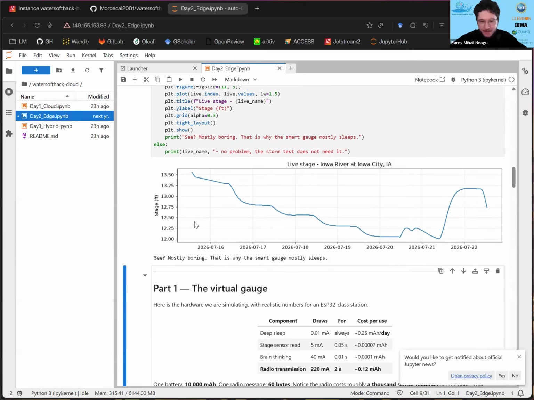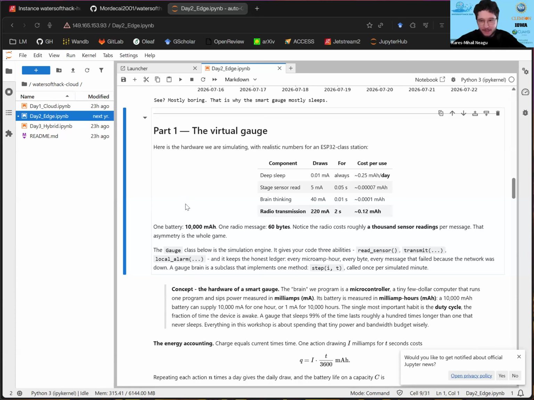Okay. Now let's go into the actual details. In Dr. Bijaya's presentation, we had, I think it was the ESP32 microcontroller, right? So these are the specs for this microcontroller. Basically, when it's in deep sleep, it only takes 0.01 milliamperes, and that runs all the time, basically.